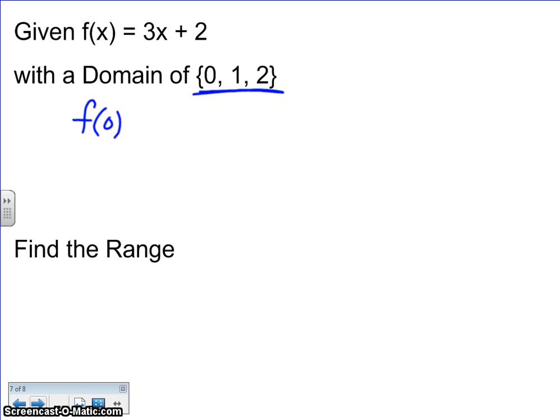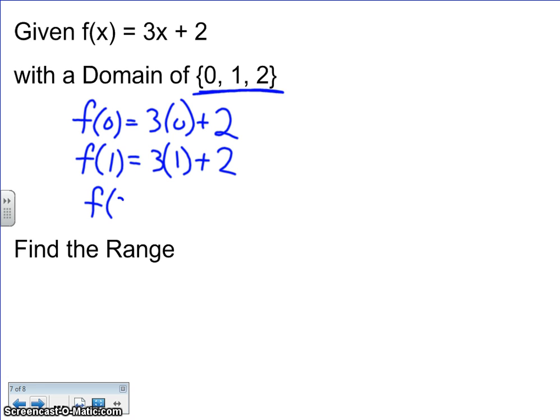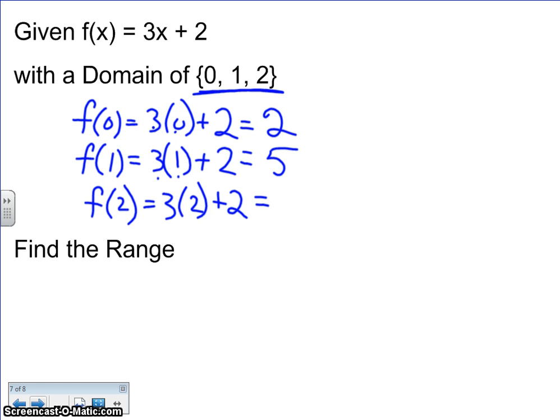They're asking you to find f of 0, which is going to be 3 times 0 plus 2. They're asking you to find f of 1, which is 3 times 1 plus 2. And they're asking you to find f of 2, which is 3 times 2 plus 2. You figure out what your 3 answers are, and you know what your range is. 3 times 0 is 0. 0 plus 2 makes 2. 3 times 1 is 3, and 3 plus 2 makes 5. 3 times 2 is 6, and 6 plus 2 makes 8.